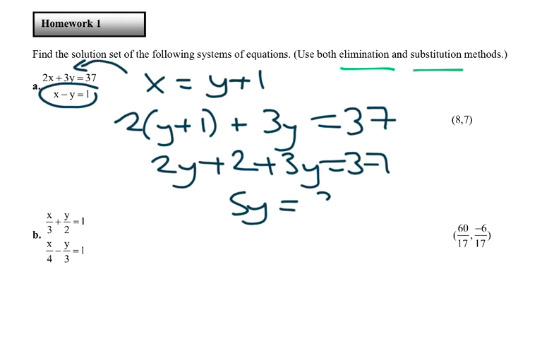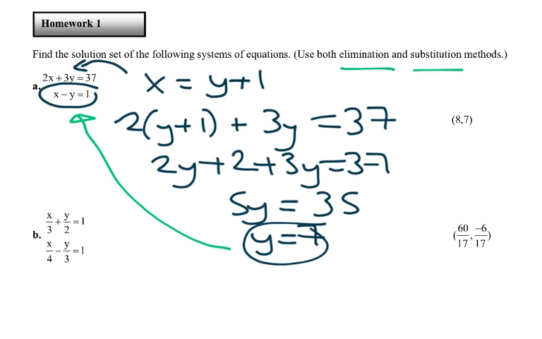5y, subtracting 2, is 35. Y equals 7. And we're at the same place. We found y equals 7, we substituted back in here, and we found that x is equal to 8. On to b then.